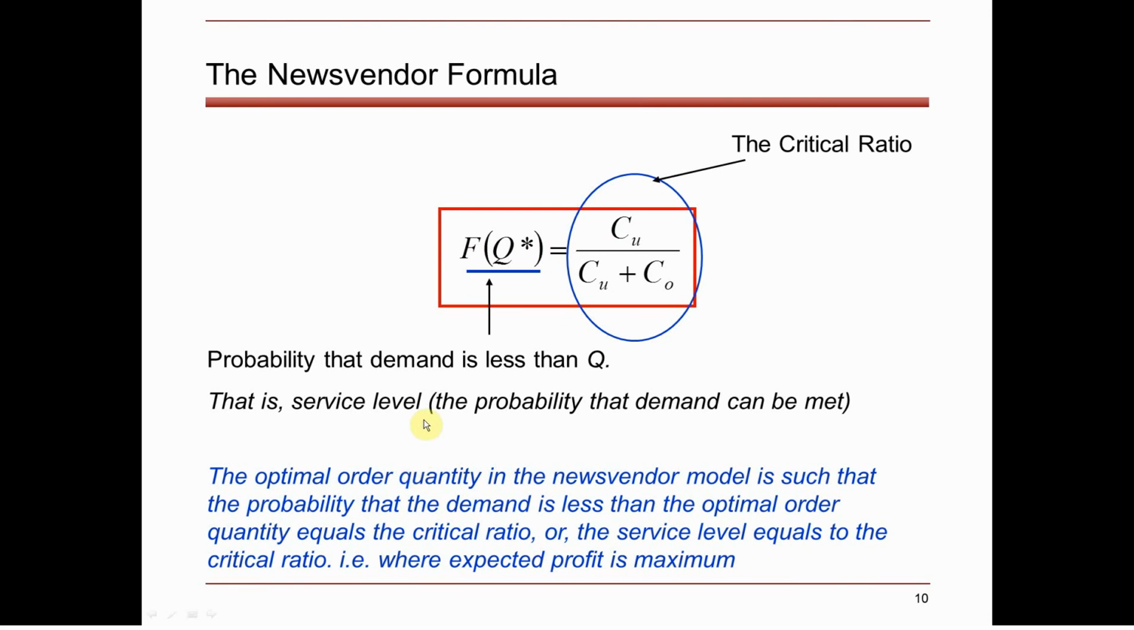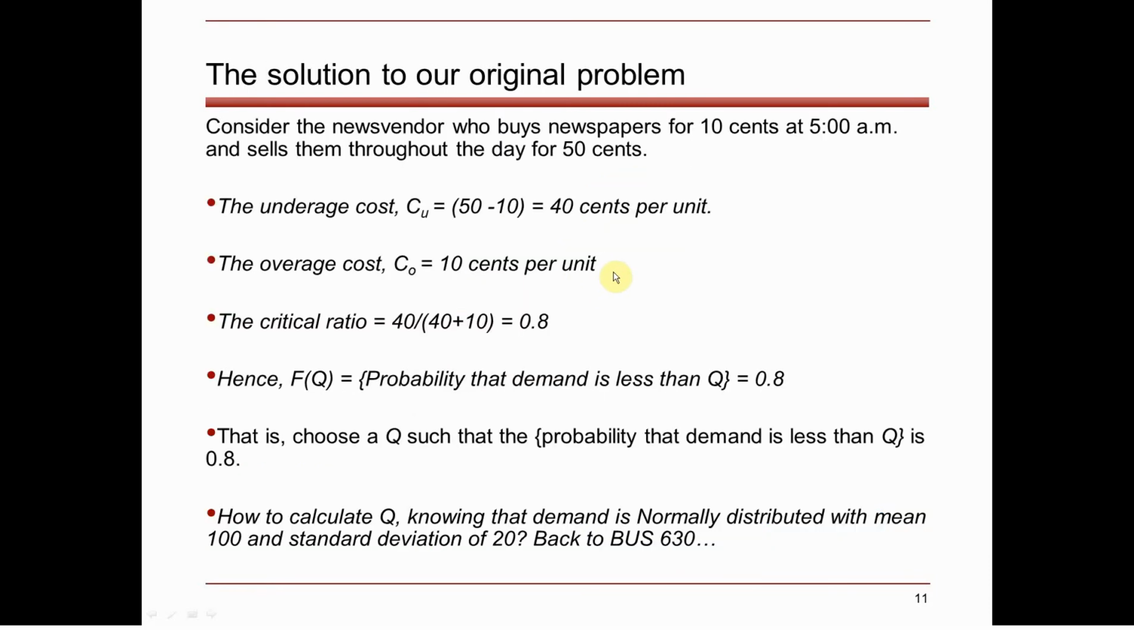So the service level will be determined by how much it costs us to be over versus under. And it's kind of interesting to see how that works. So let's look at the newspaper problem again. We buy it for 10 cents at 5 a.m. We sell it throughout the day for 50 cents. So the underage cost is going to be 40 cents, as we determined before. The overage cost is 10 cents per unit.